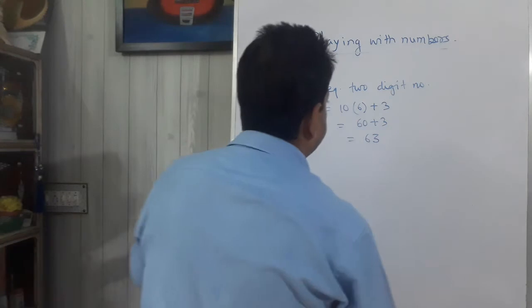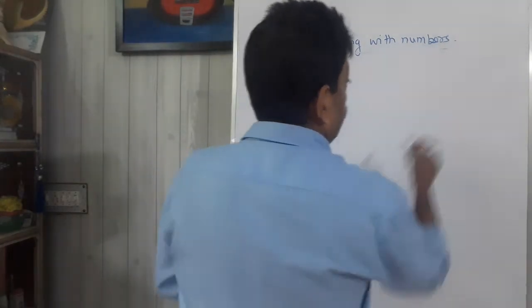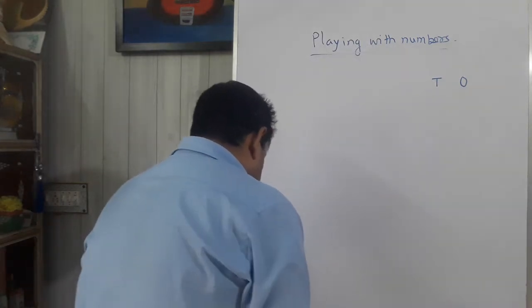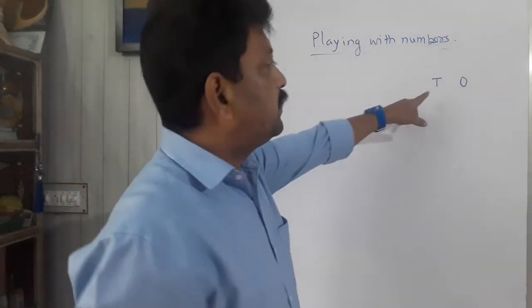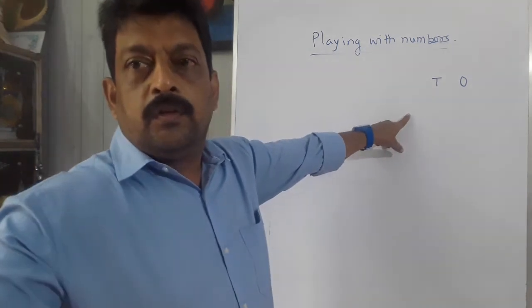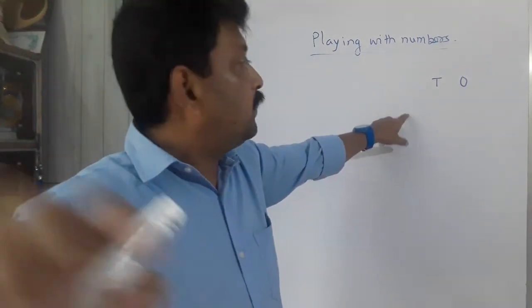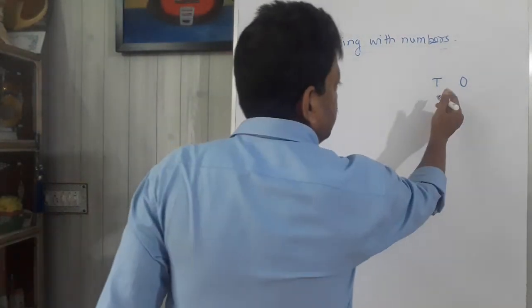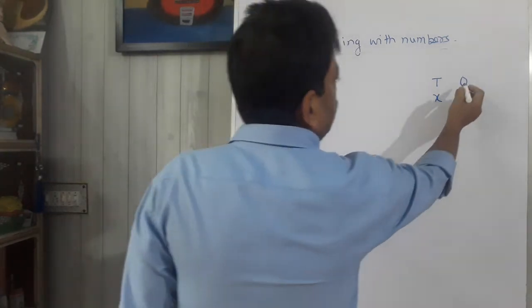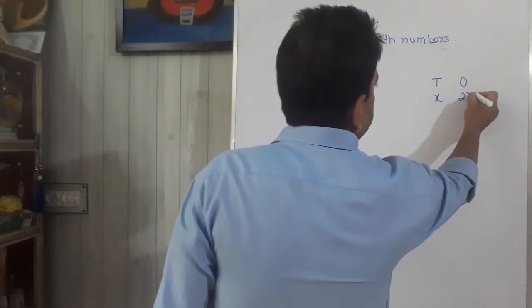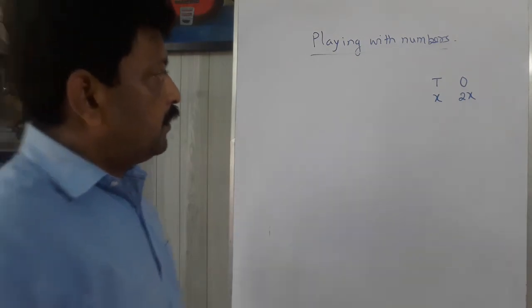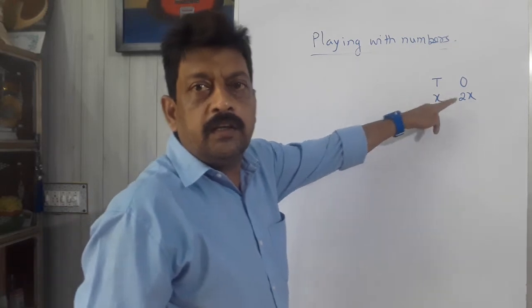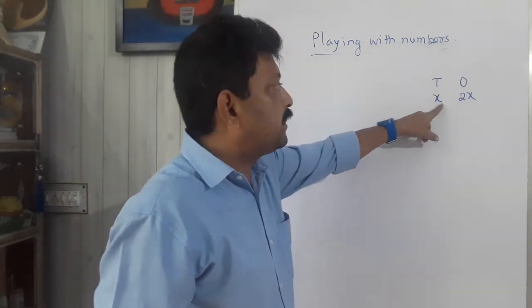So here it is given in the question that the digit at the unit place is double the digit at the tens place. So if I am taking the digit at the tens place as x, then the digit at the ones place will be 2x. Got it? I am taking the tens digit as x because it is given that the unit digit is double the tens digit.